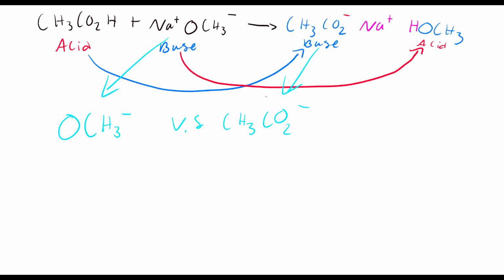Why? Well, here's why. As the bases, well, okay, hold on. The more stable acid equals the weakest base. And the weakest base is preferred. Right? It's preferred. Now, why?